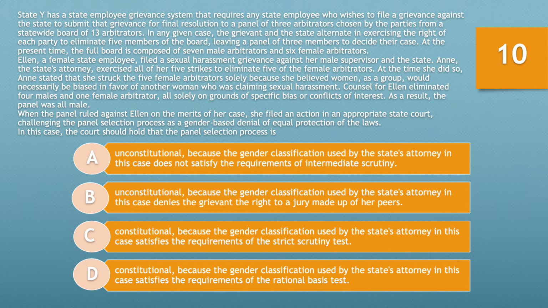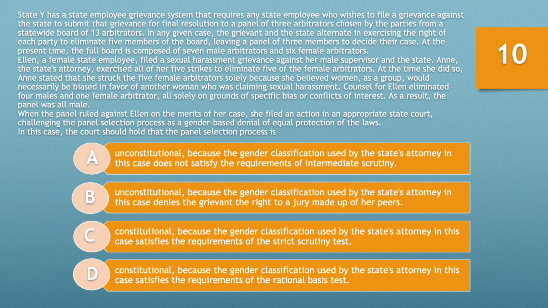At the present time, the full board is composed of 7 male arbitrators and 6 female arbitrators. Ellen, a female state employee, filed a sexual harassment grievance against her male supervisor and the state, and the state's attorney exercised all of her 5 strikes to eliminate 5 of the female arbitrators. At the time she did so, she stated that she struck the 5 female arbitrators solely because she believed women as a group would necessarily be biased in favor of another woman who was claiming sexual harassment. Counsel for Ellen eliminated 4 males and 1 female arbitrator, all solely on grounds of specific bias or conflicts of interest. As a result, the panel was all male.